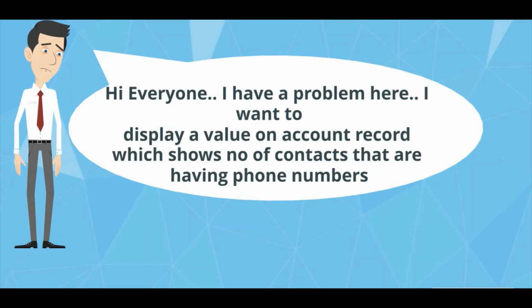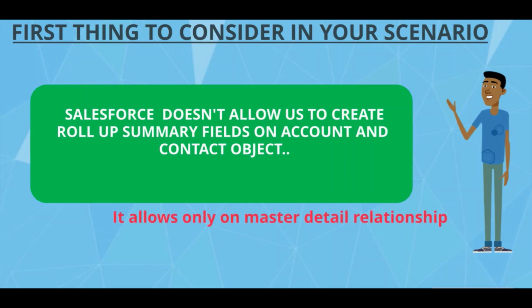Hey, hi everyone. I have a problem here. I want to display a value on the account record which shows the total number of contacts that have phone numbers. So this is very similar to a rollup summary field that he's asking for. However, Salesforce doesn't allow us to create rollup summary fields on the account and contact objects.